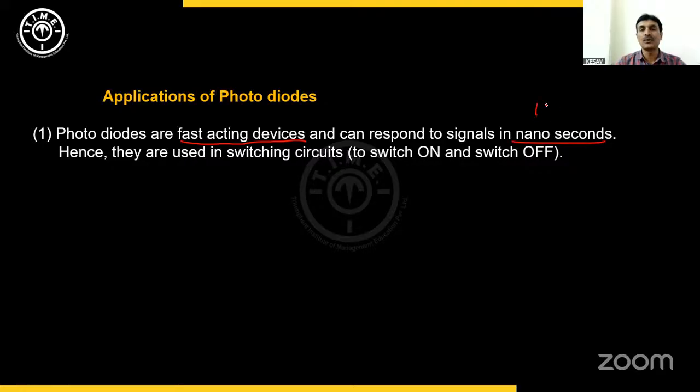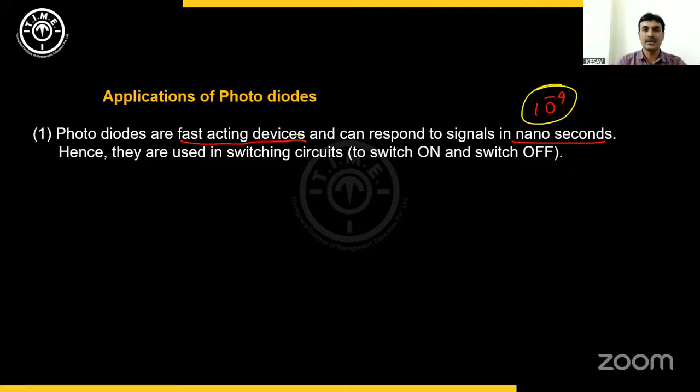What is nano? Nano meaning 10 power minus 9. Such a small value it is. Nanoseconds, 10 power minus 9 seconds time. Hence they are used in switching circuits to switch on and to switch off, to quickly respond.